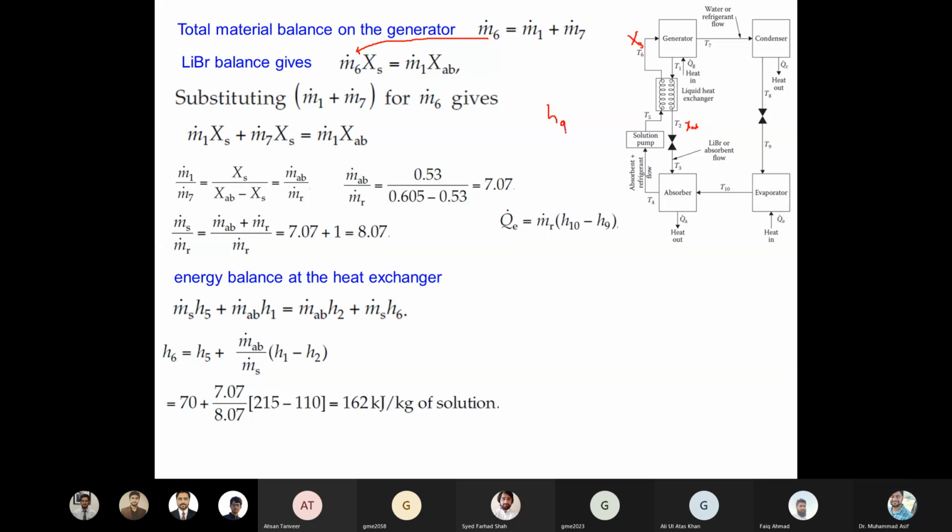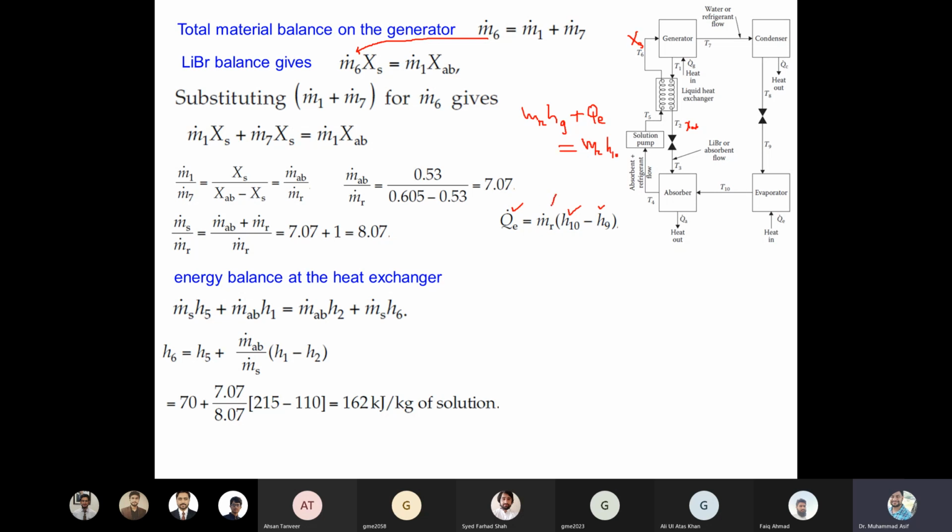H9 is coming in, and the mass flow rate of the refrigerant, because this is refrigerant and leaving is also refrigerant. So MR H9 plus QE should be equal to energy leaving. So energy leaving is H10, mass of the refrigerant into H10. So from here we can calculate the QE. QE is basically MR times H10 minus H9, and we have calculated H9 and H10, and this is given. The value given is, I think, 340 kilowatt. That's the cooling capacity.